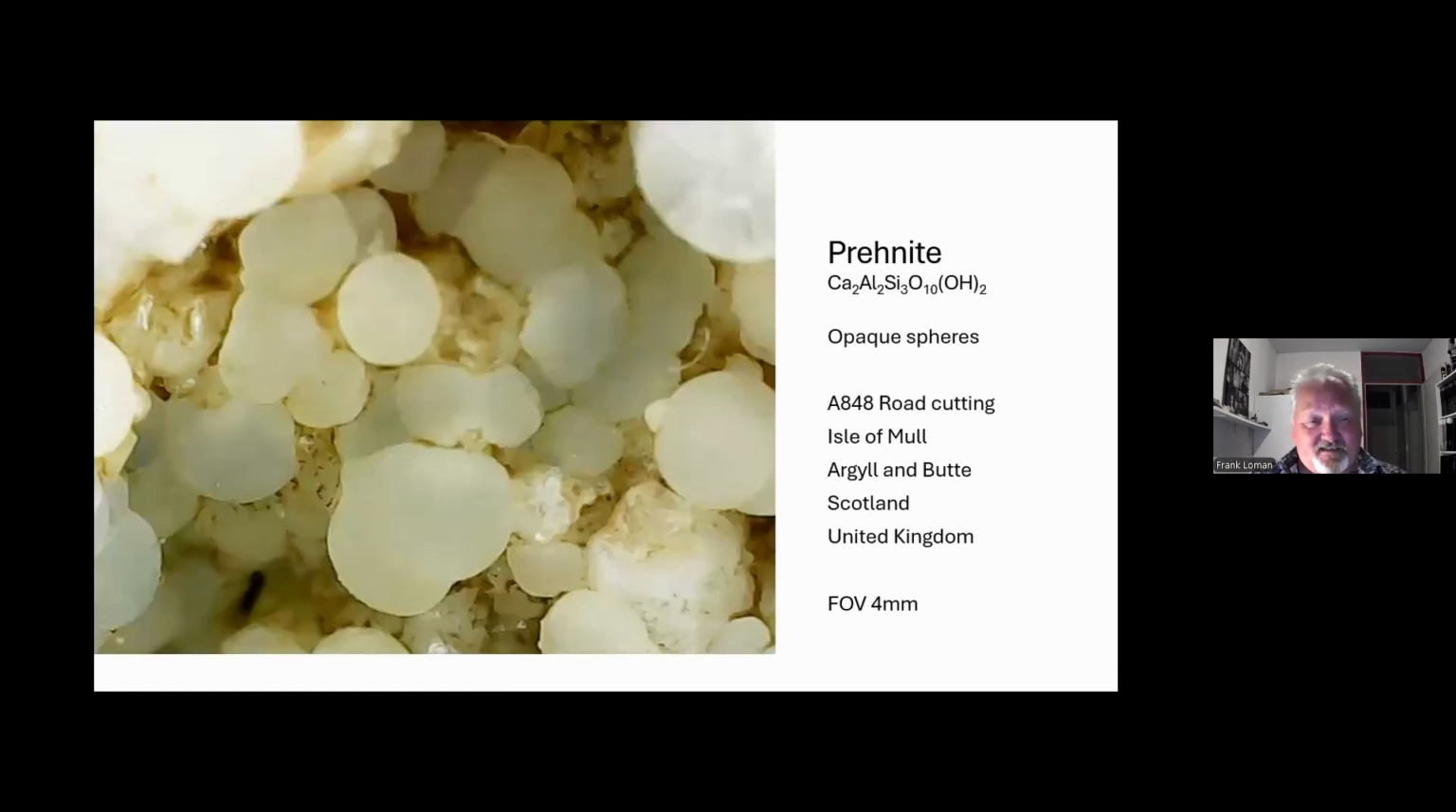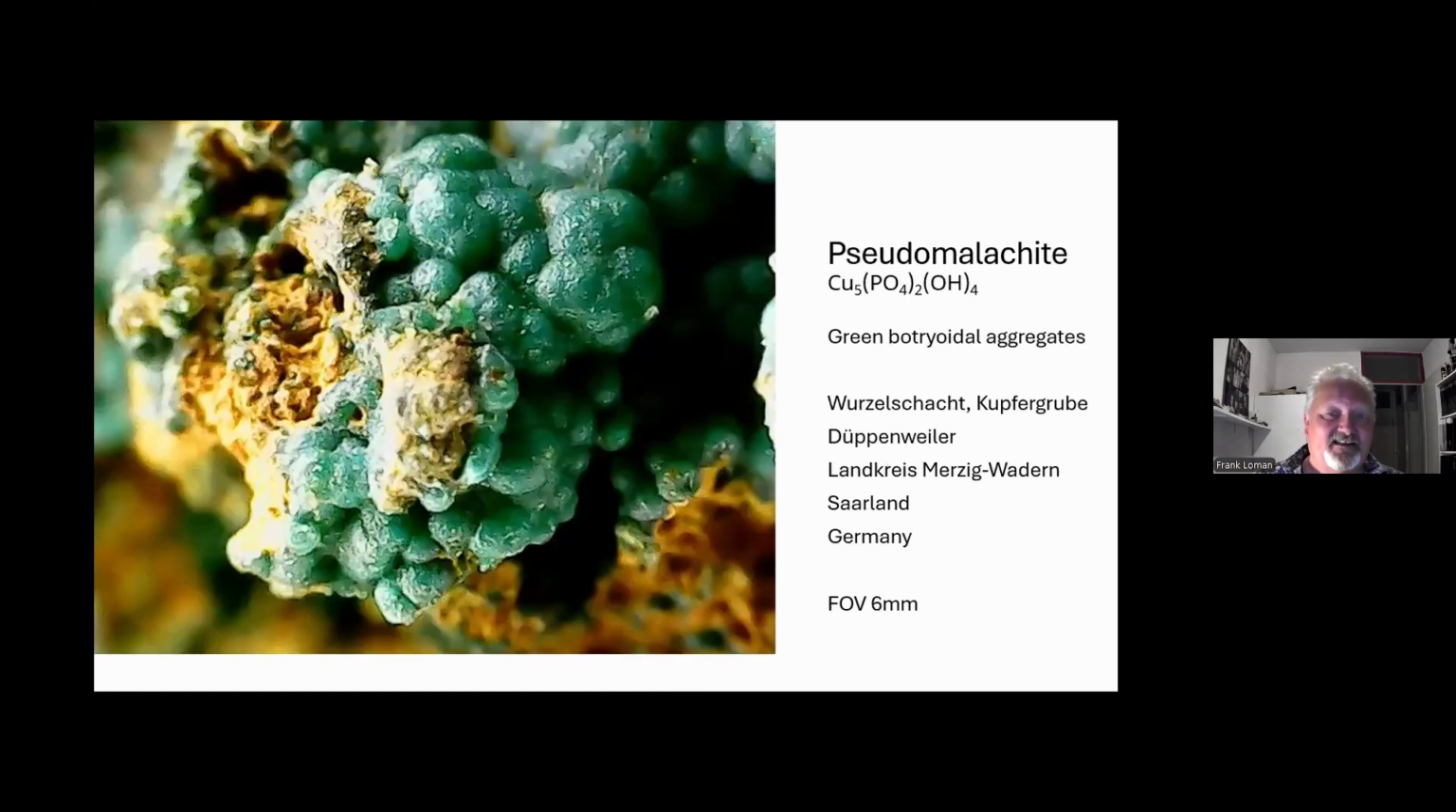Prehnite, a lot of opaque spheres from the Isle of Mull in Scotland. Pseudomalachites, they form normally botryoidal aggregates. Occasionally they will form some spheres. I don't have one in my collection. I'm trying to obtain one. And this is from Dippenweiler in Saarland in Germany. It's actually the only specimen from that region I have in my collection.